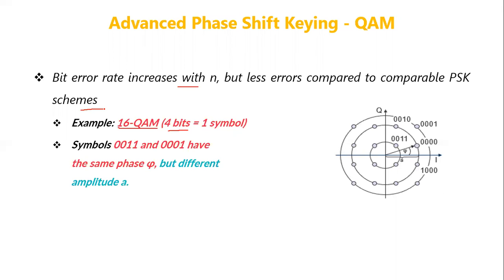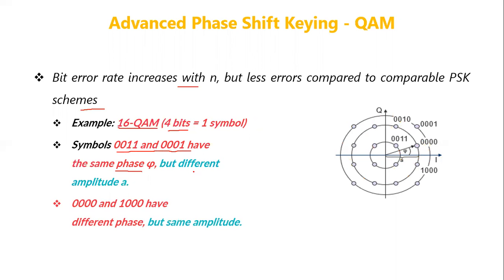So this right side diagram shows the logic of how 16 QAM works. Okay. So here you can see 0 represents in phase, and you can see there are two numbers, 0011 and 0001. They both have the same phase but different amplitude.